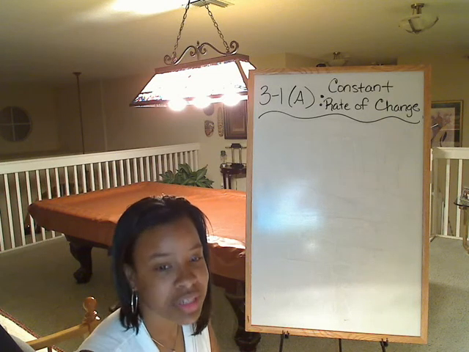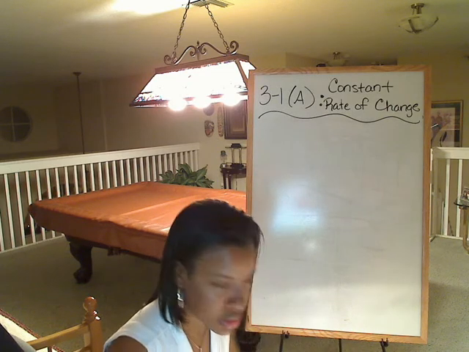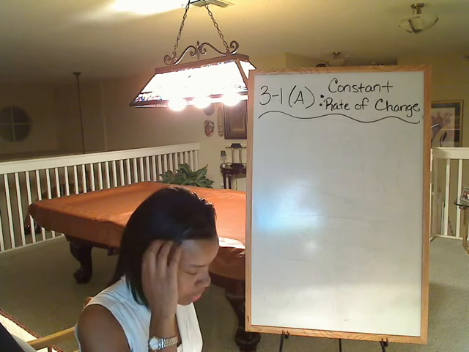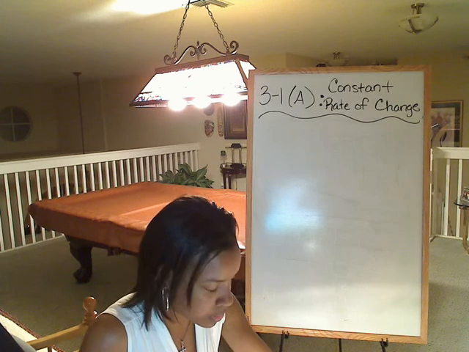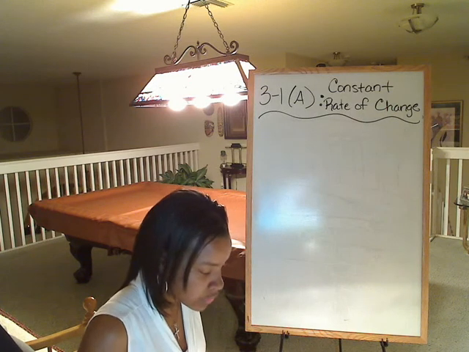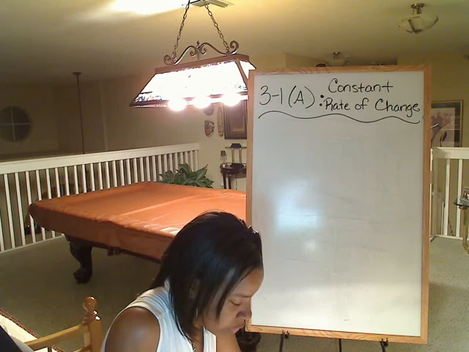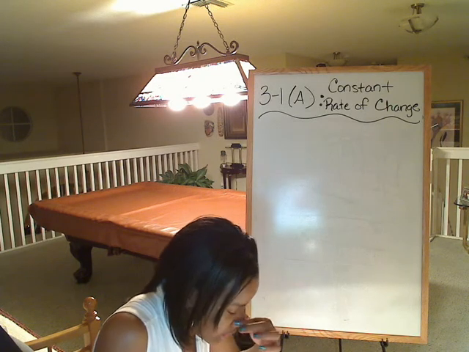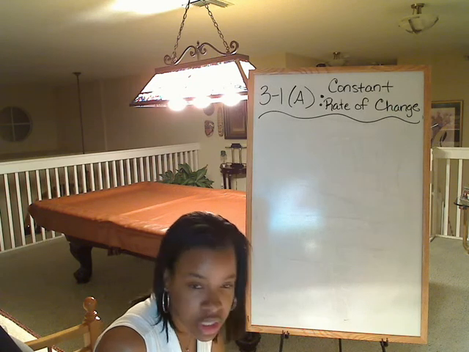Okay, this is 3-1A, which is rate of change. I'm coming from your workbook, from the problem solving practice. It says for exercises 1 and 2, use the graph that shows the depth of water in a vase of flowers over 8 days. So for question number 1, it says find the rate of change for the line.